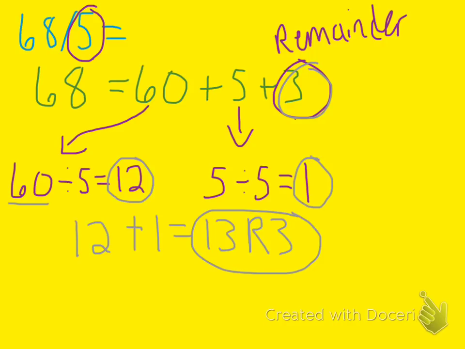What our answer means then. So I had my 68 candy bars. I split them equally between 5 people. Each person got 13 candy bars, and I had 3 left over.